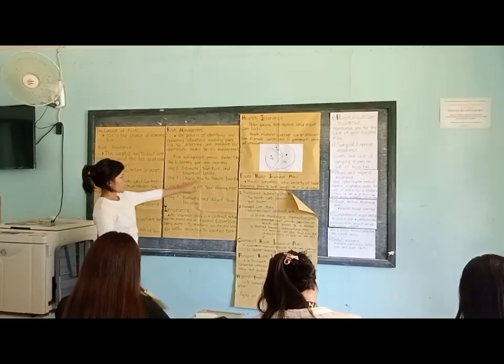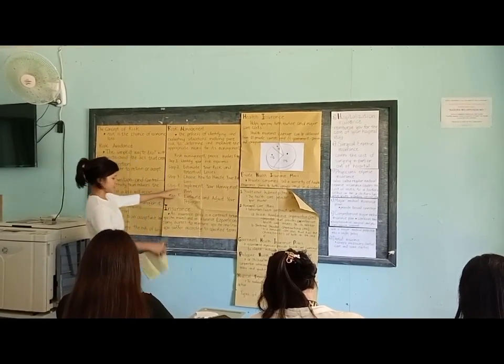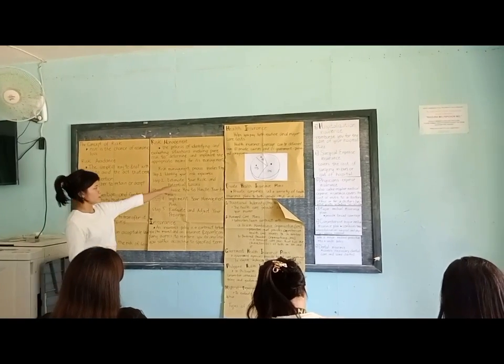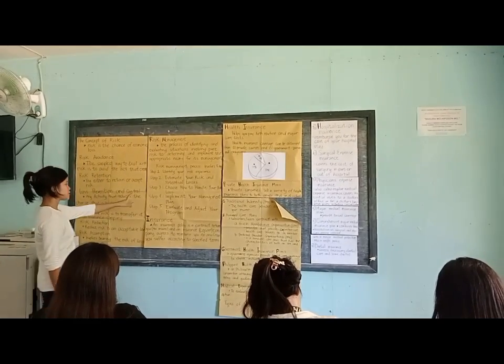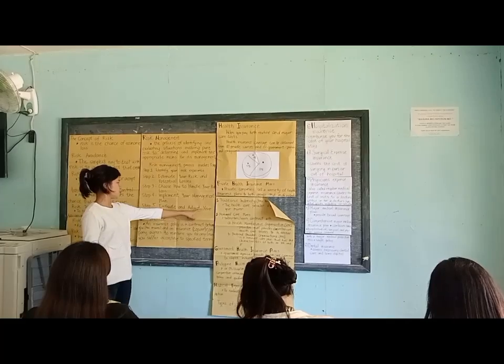Step 3 is choose how to handle your risk loss. And step 4, implement your management plan. Step 5, evaluate and adjust your program.